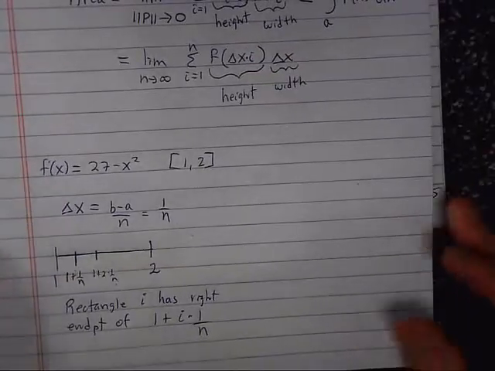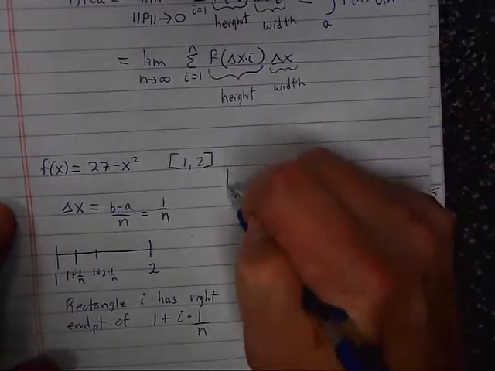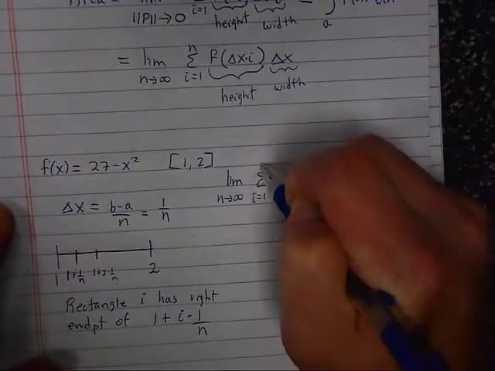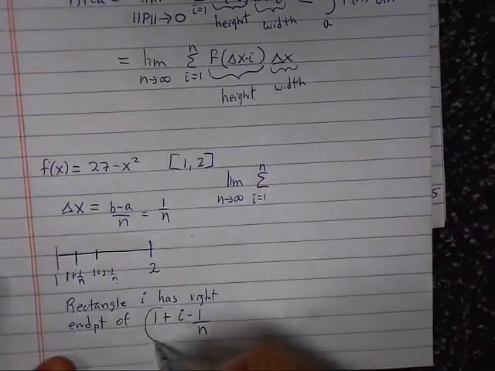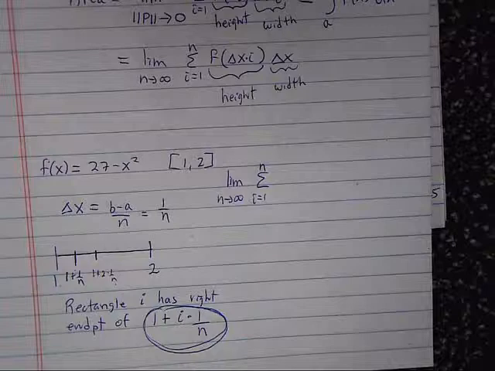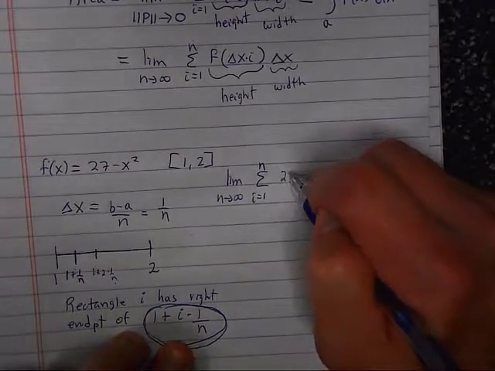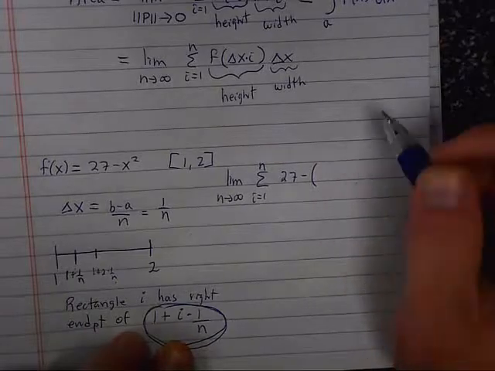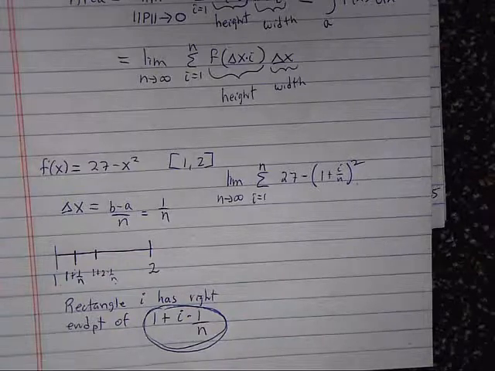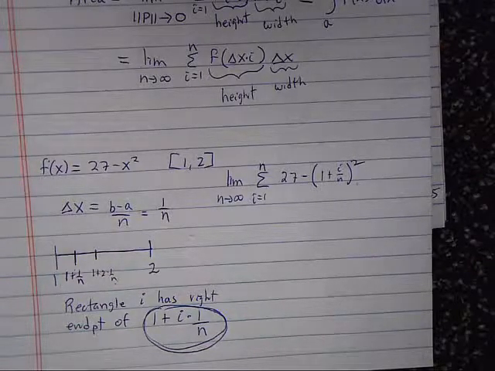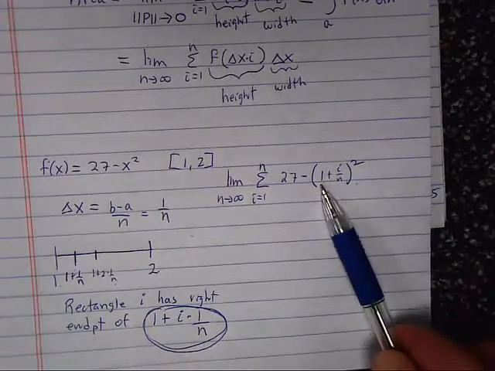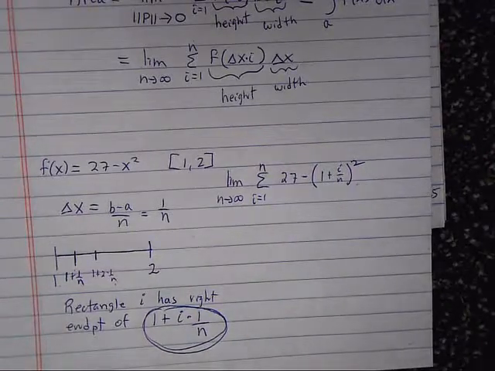Okay, so here's our answer. We're going to have the limit as n goes to infinity, the sum from i equals 1 to n. I need to take this, my x value, and plug that into my function to get my heights. So that's going to be 27 minus (1 plus i over n), whole thing squared. So again, that's really the only difference. If we had started at 0, we would simply have i over n squared there. But since we're starting at 1, we have 1 plus i over n. So that's the height of each rectangle.